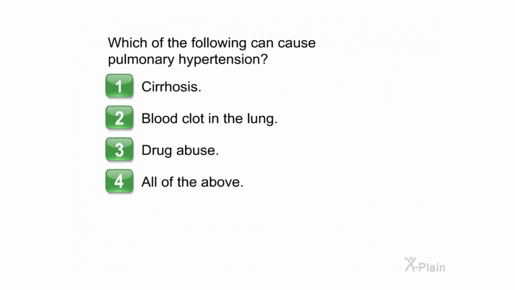Which of the following can cause pulmonary hypertension? Choose one of the following options. 1. Cirrhosis. 2. Blood clot in the lung. 3. Drug abuse. 4. All of the above. Correct.